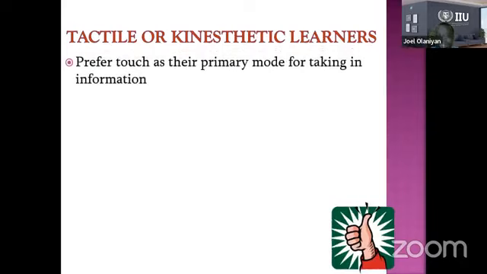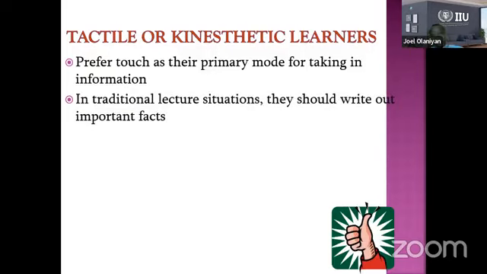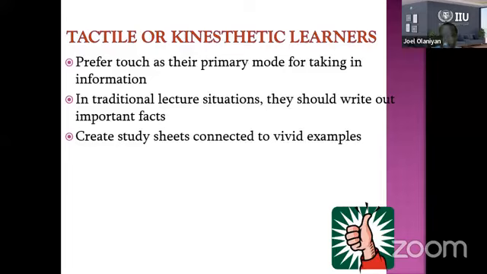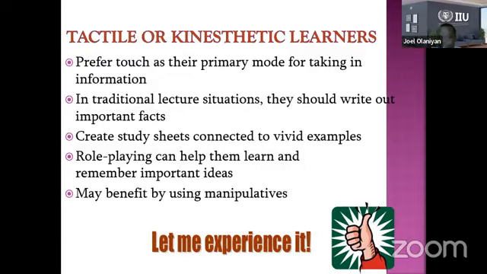The third group are the tactile or kinesthetic learners. They prefer to touch as their primary mode for taking in information. So they like movement a lot. In traditional lecture situations, they should write out important facts. So they like working. You must engage them. They create study sheets connected to vivid examples. They love role playing, and it can help them learn and remember important ideas. And they may benefit by using manipulatives, either in the nursery or in the primary or in the college. This type of learners love to be involved. They love role playing. They love musical display. They love being involved in groups and all that.